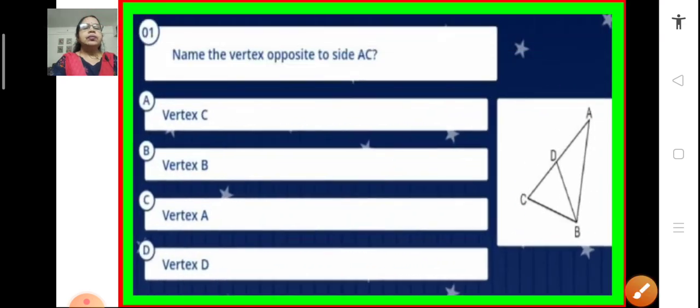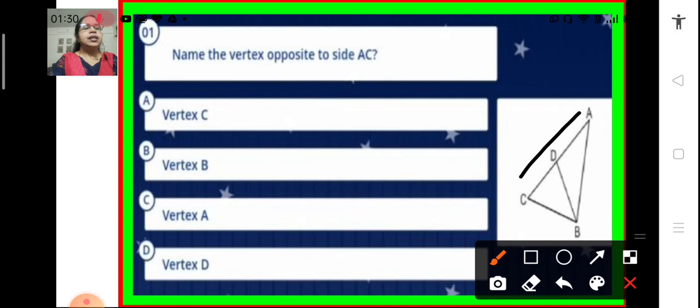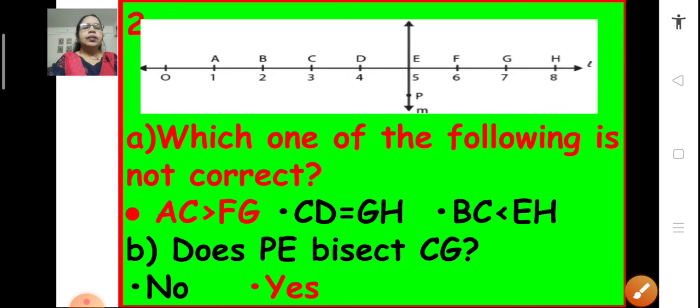Next question. Name the vertex opposite to side AC. This is AC. So what is the vertex which is opposite to AC? It is B. So vertex B is the right answer. Here again we have a line segment which is divided into equal units. We have to answer the questions.